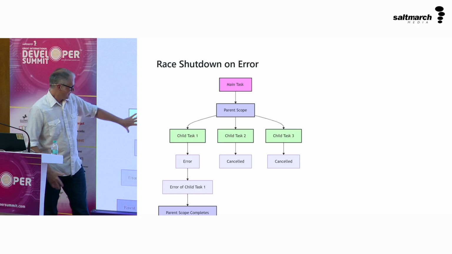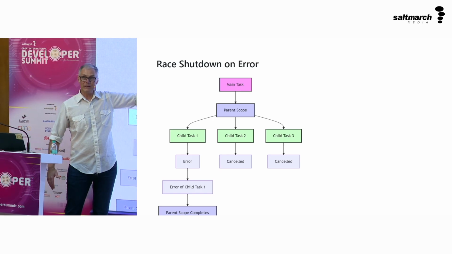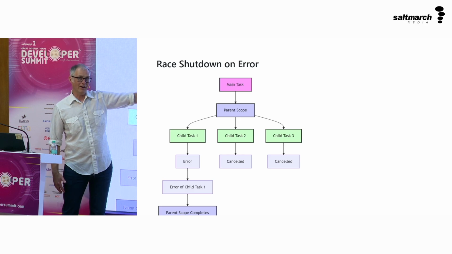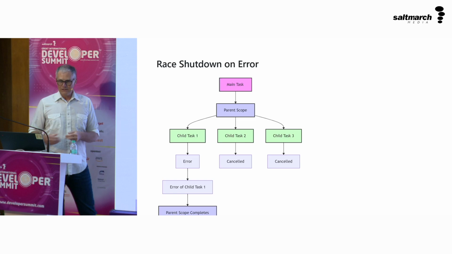Okay, so we got an error. We're canceling the children, and then the scope is completed, but it is completed with an error instead of the result that we were hoping we would get from the race. So that's the shutdown on error.